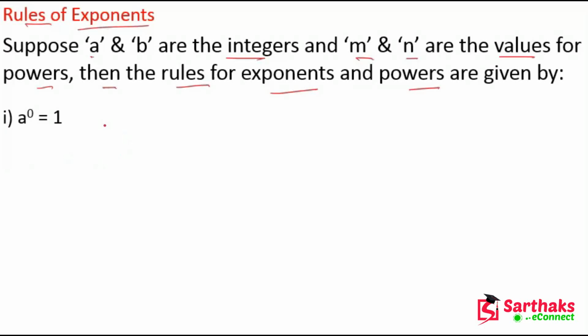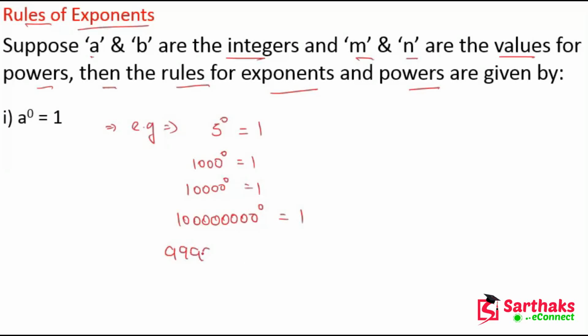For example, 5 raised to power 0 is always 1. 1000 raised to power 0 is 1. 10,000 raised to power 0 is 1. If the power is 0 on any number, then the result is 1. If the number is 9999999 and the power is 0, the result is 1. This is the zero exponent rule.